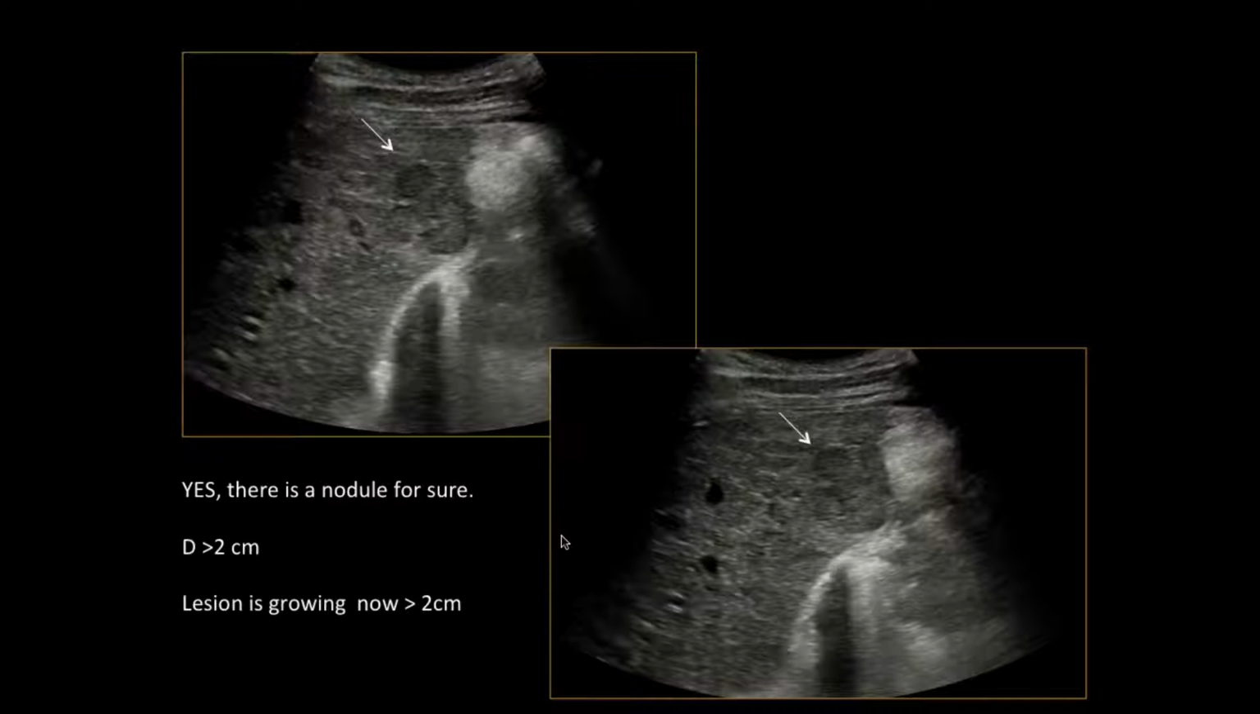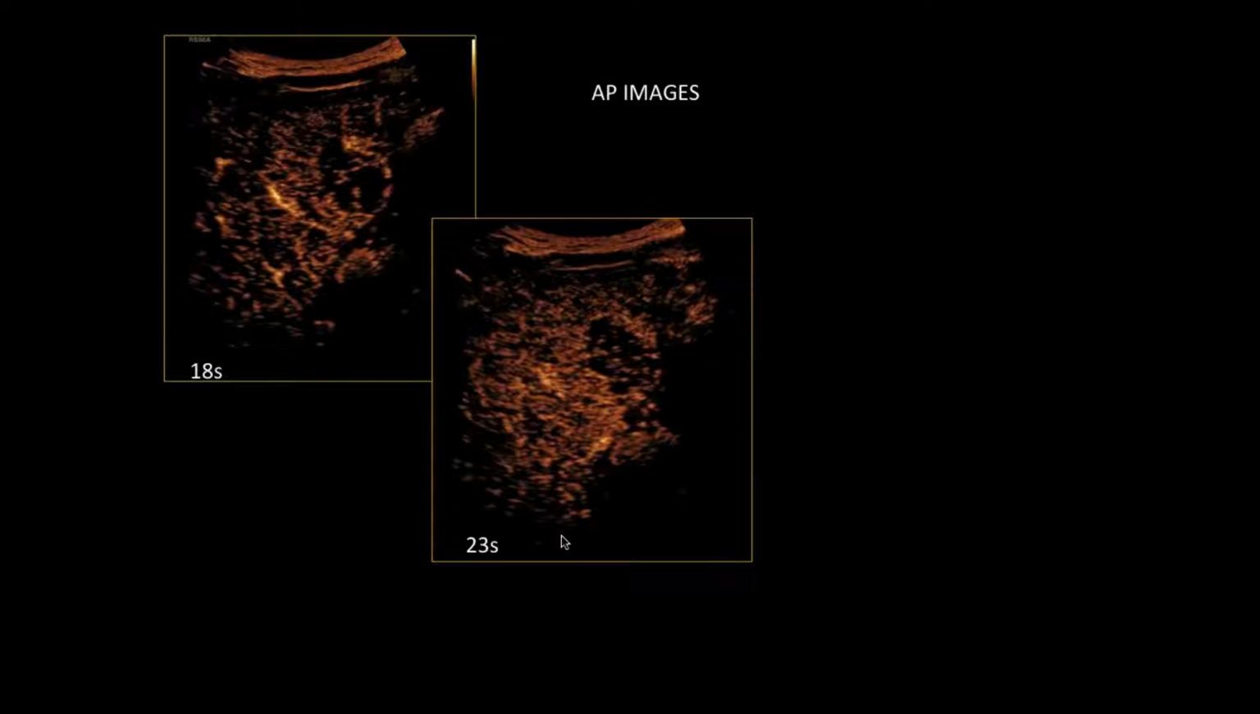And so we perform, of course, contrast-enhanced ultrasound. When we look at the arterial phase images, we can see that at 18 seconds, the liver is very poorly enhancing and the nodule is hypovascular. And this is persistent at 23 seconds, where we can see our hypovascular nodule.